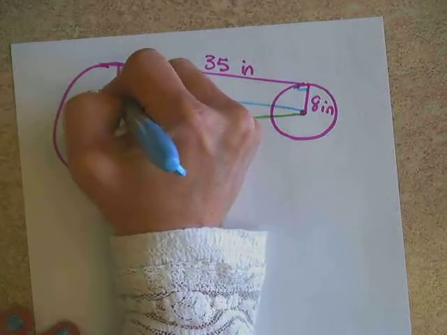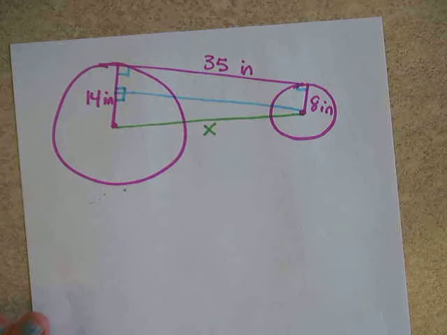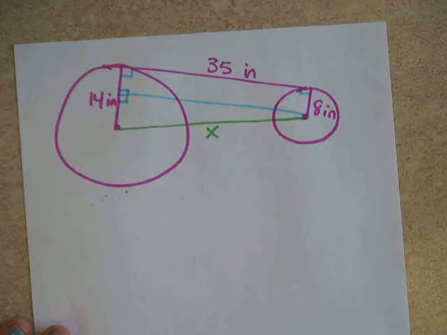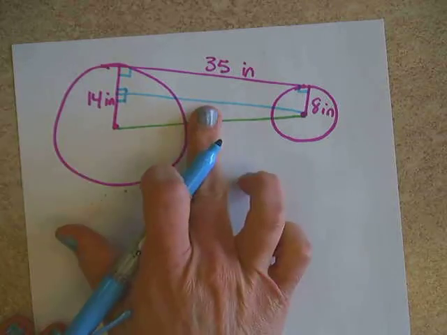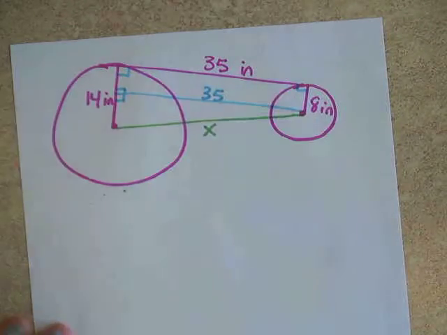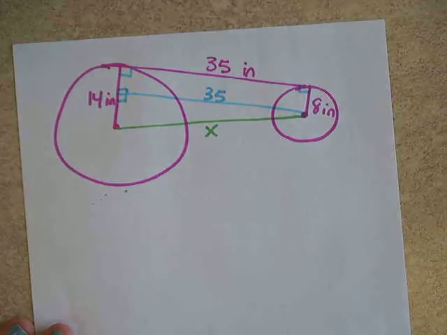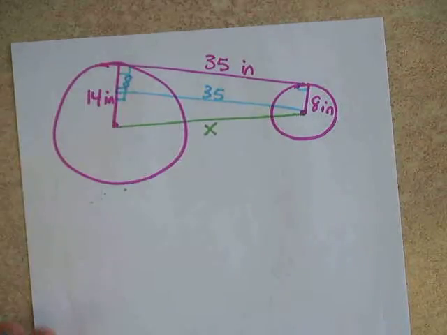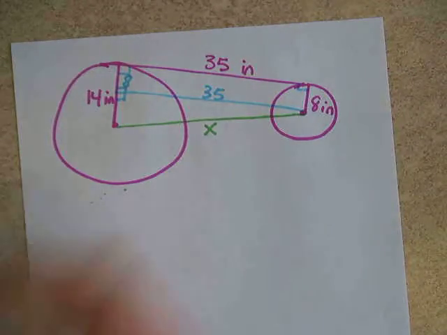I've seen people start at the big center, or start at the middle of that line and then go down. So you're starting at the small center, parallel as much as you can to that side. And then put the right angles in there. And then that blue line is also 35. So this is 35.